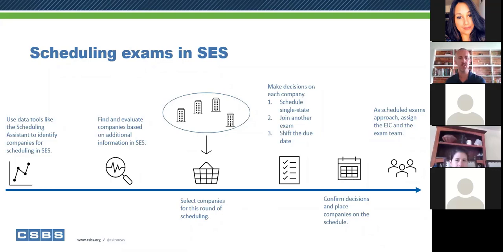When you go to schedule exams in SES, the first step you're going to take on the left is to use some data tools. Maybe these are tools that you have in your state, or maybe these are tools that we are offering to you, like the scheduling assistant I mentioned earlier. You're going to use those tools to identify a group of companies, let's just say 10 companies that you want to work with today to get on your schedule next month. So you slice and dice the data, and you identify your 10.